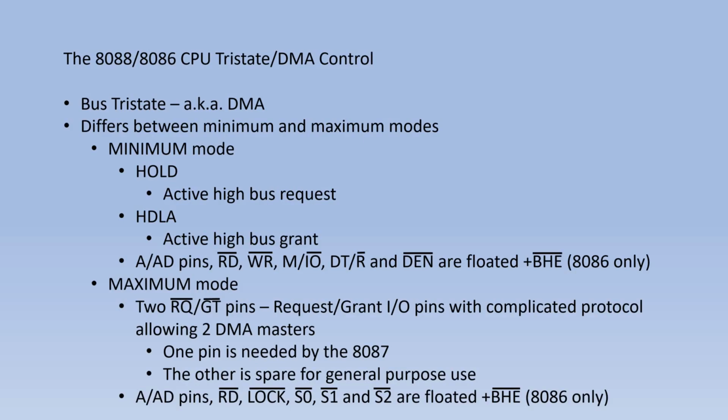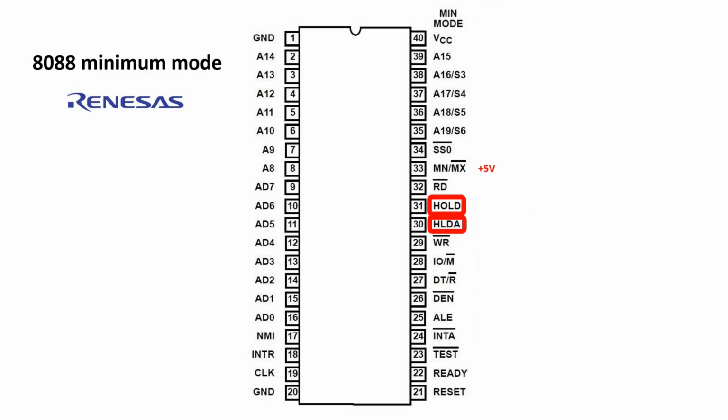So another feature common to almost all CPUs is the ability to tri-state the address and data bus for the purposes of DMA, to let some other peripheral access the bus directly. Now this one is quite interesting because it is different between minimum and maximum mode. So in minimum mode we have two pins, pin 31 and pin 30. Pin 31 is hold, which is the active high bus request, and pin 30 is hold acknowledge, which is taken high at the end of a read or write cycle to tell the peripheral that the bus is now available.